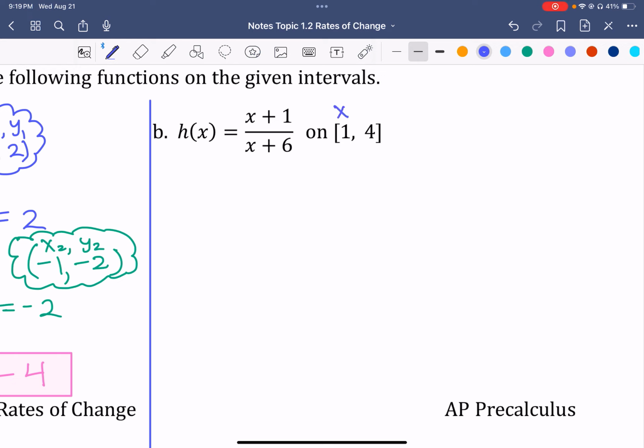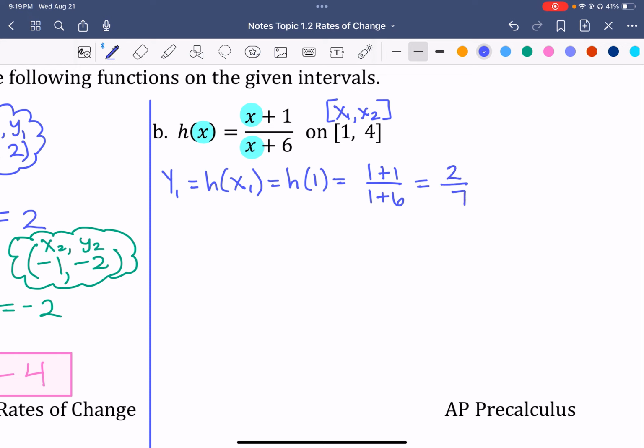So your first step is to label your interval x sub 1, x sub 2. Your next step is to find y sub 1 by plugging in x sub 1, and x sub 1 is positive 1. Okay, on this one I have 3 x's, so we have 1 plus 1 over 1 plus 6, which is 2 over 7. I can't reduce that anymore, so I'm going to move on and find y sub 2.